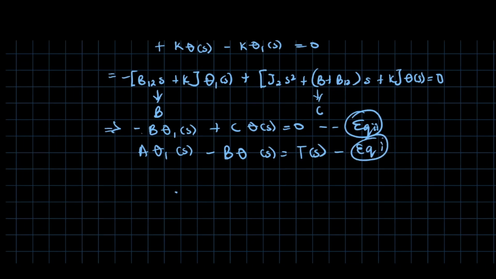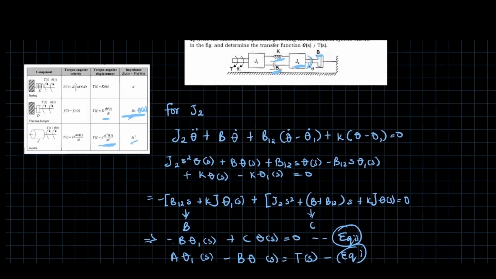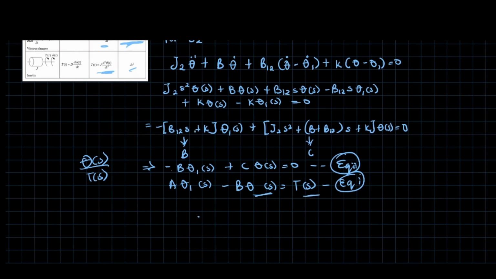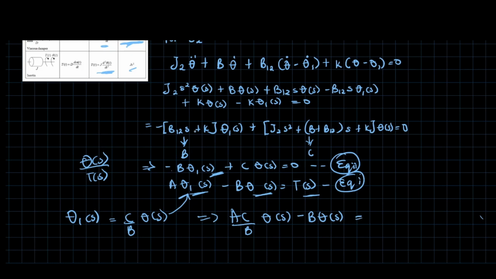So now what we're supposed to find is theta(s) over T(s). So look in the equations to find where you can find theta(s) and T(s) in the same equation. You can see it here. So we need to find a way to substitute out theta 1(s). So making theta 1(s) the subject of the formula in this particular equation, theta 1(s) is equal to C over B theta(s). Substitute it into this equation and it's going to become A C over B theta(s) minus B theta(s) equals T(s).